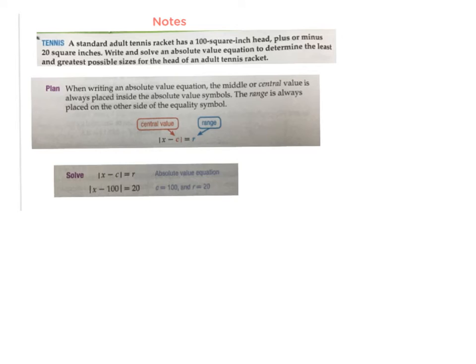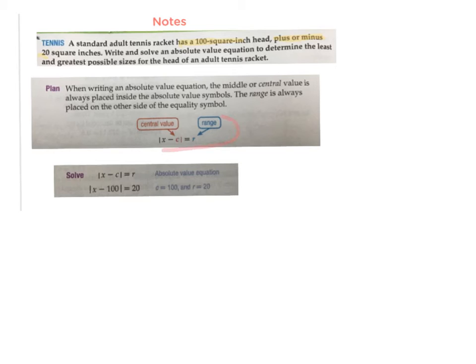So what we're going to do is look at this word problem. The key to this word problem is that we have a number that we're dealing with, the 100 square inch. But we have a plus or minus. Often that's called the range. If you give or take, that's the range that the numbers go back and forth. And that happens to be 20. So we're going to use those two things to set up an absolute value problem.